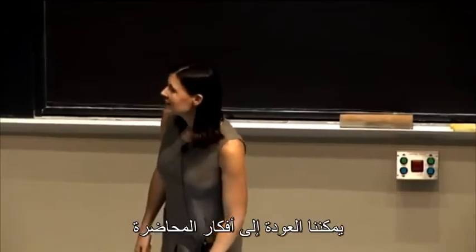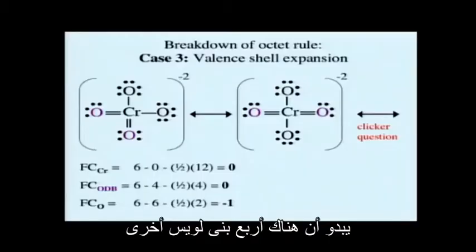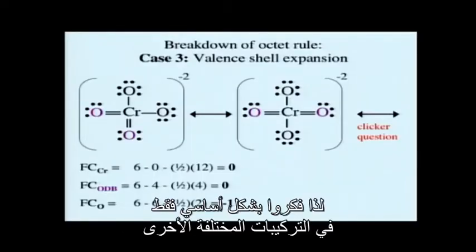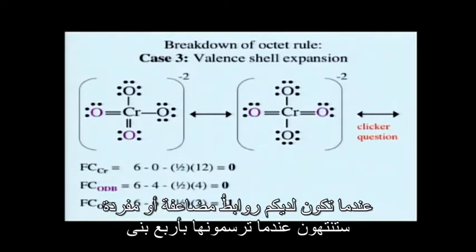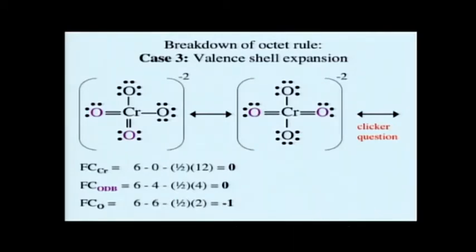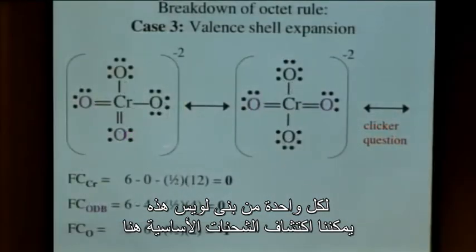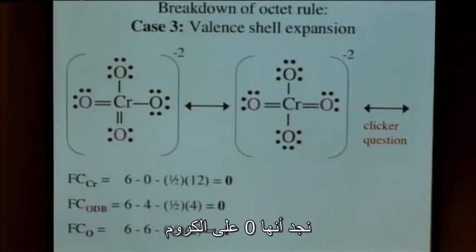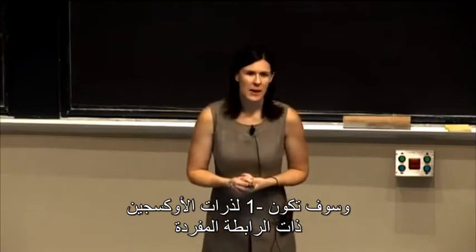So we can go back to the class notes. It turns out there's 4 other Lewis structures. So basically just think about all the other different combinations where you can have single and double bonds, and when you draw those out, you end up with 4. For every single one of these Lewis structures, we could figure out what the formal charges are, and what we would find is that it's 0 on the chromium, it's 0 for the double bonded oxygens, and it's going to be -1 for the single bonded oxygens.